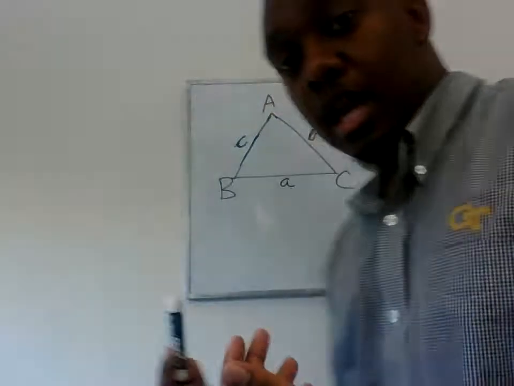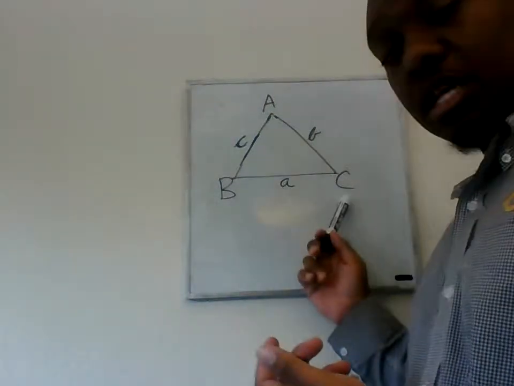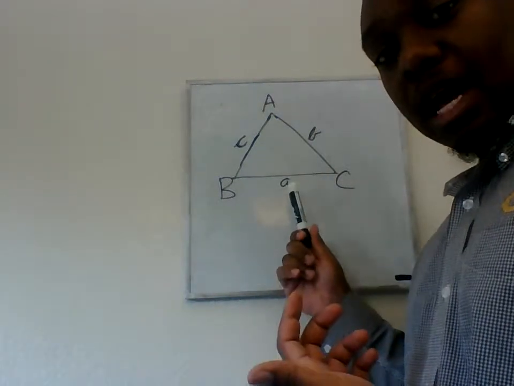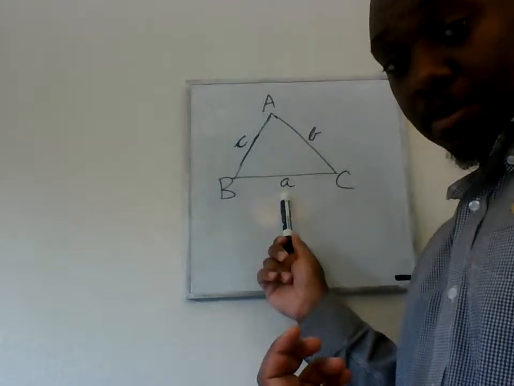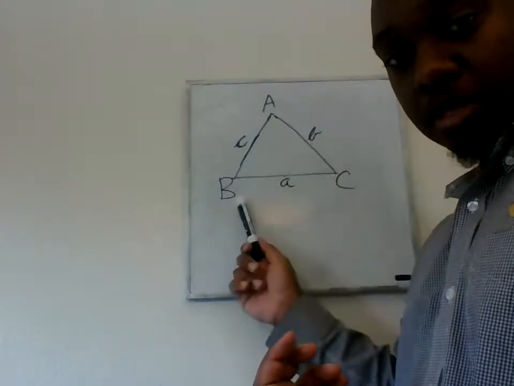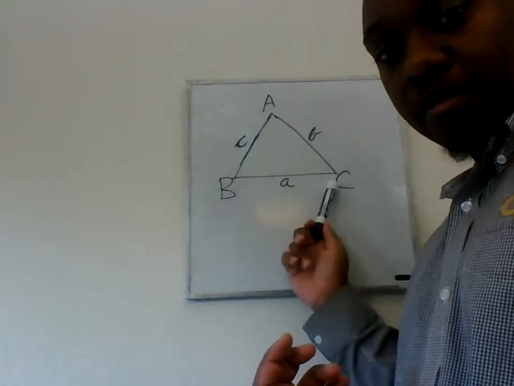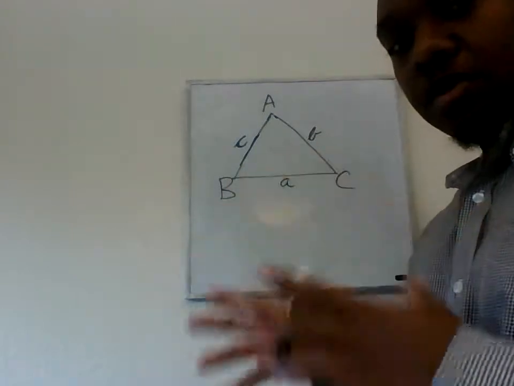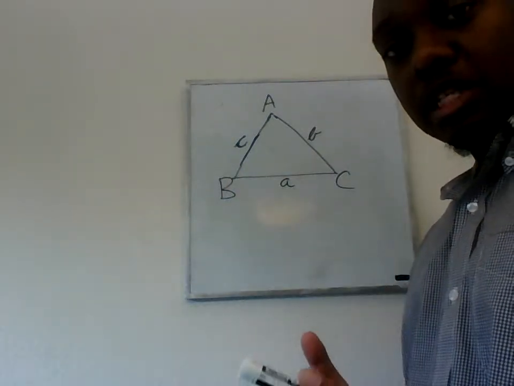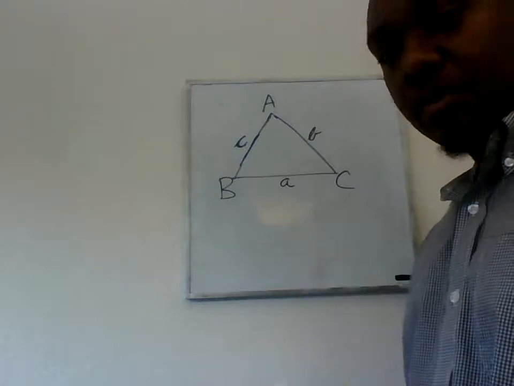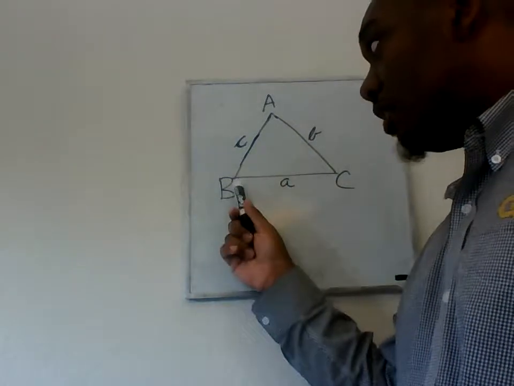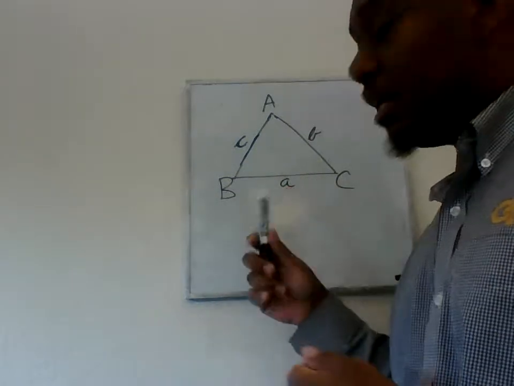So if I'm given a triangle ABC, and I know the sides opposite, so side A will be opposite of angle A, side B will be opposite of angle B, side C will be opposite of angle C. And I know these relationships. How can I use the knowledge that I know about triangles to find out this information? So if I was given two angles, can I find a third? Yeah, I can.